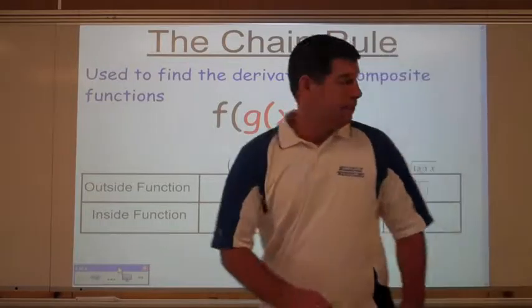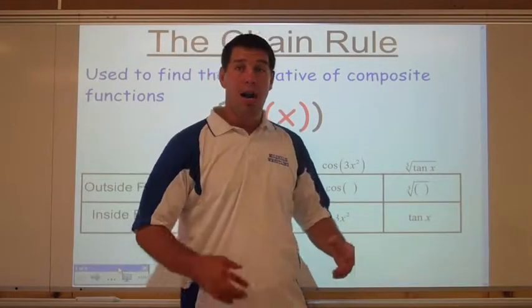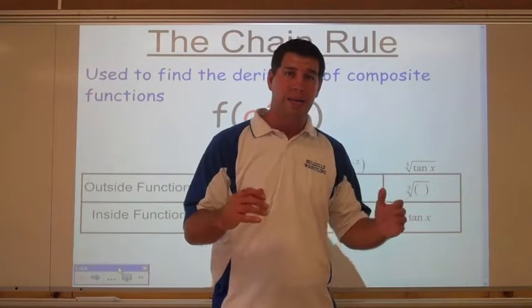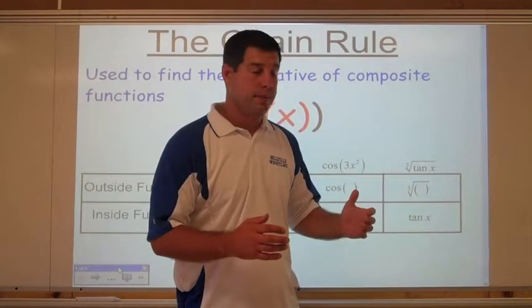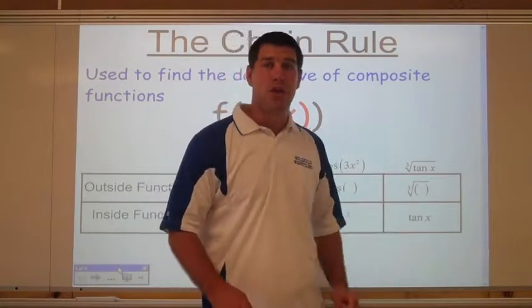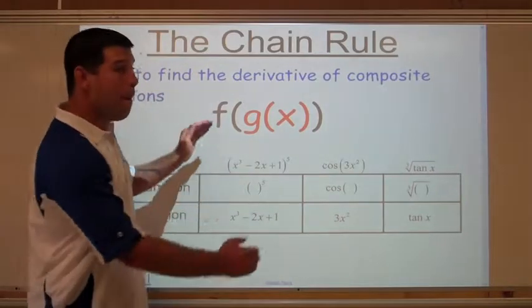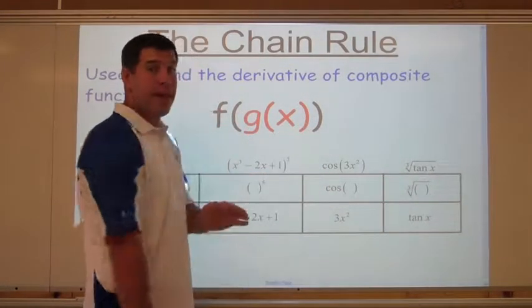Finally, we have the cube root of the tan of x. Well, our outside function, our main function, is a cube root function. Our inside function is going to be the tan of x, what we're taking the cube root of. Big outside function, little inside function.